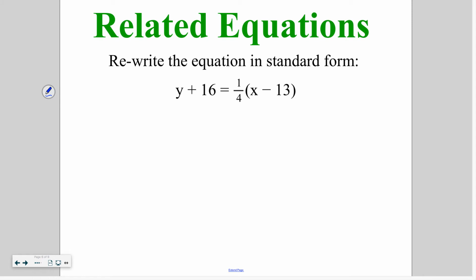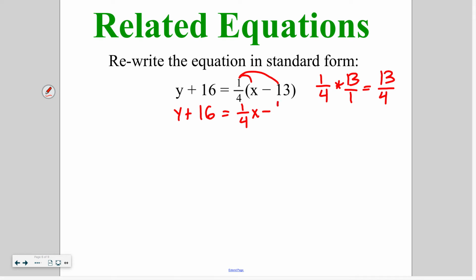Now, what happens when we have fractions involved? I'm going to go through a couple examples just so you can see the pattern here. Again, the first step is going to be distributing. So we still need to distribute. So I got y plus 16 is equal to 1/4 x minus, off to the side, I've got 1/4 times 13 over 1, which gives me 13 over 4. At this point in the process, you want to leave it as an improper fraction because our next step now is going to get rid of that. One of the rules of standard form is that we cannot have a fraction.